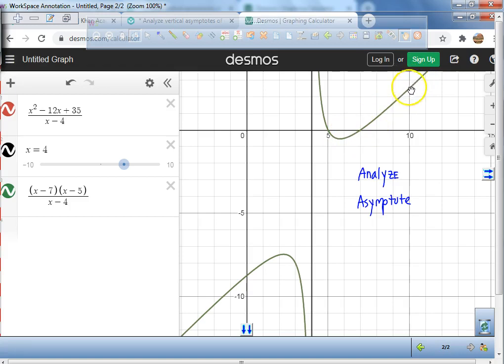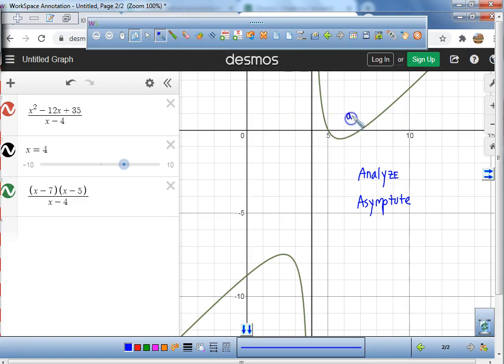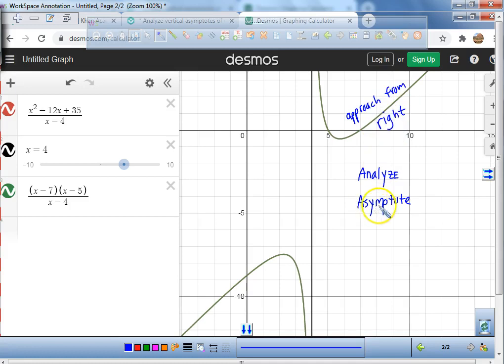So this is what, everybody, this is what's called approaching from the right. So could you guys write on your graph, approach from the right, because that's the right side of the asymptote. And over here, can you write on your graph, we are approaching, put approach from the left, because this is on the left of the asymptote. Now, remember, our asymptote is at x equals 4. That's where our asymptote is located.